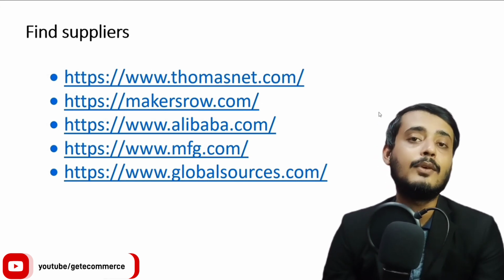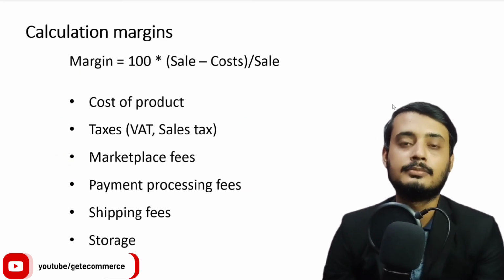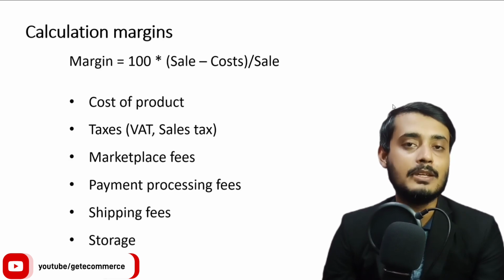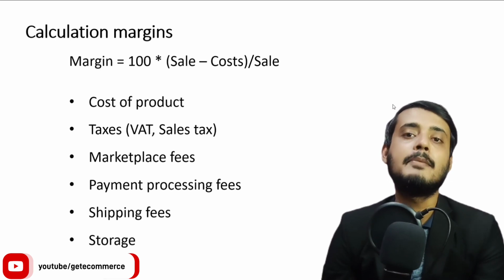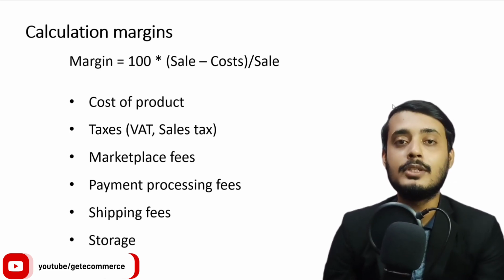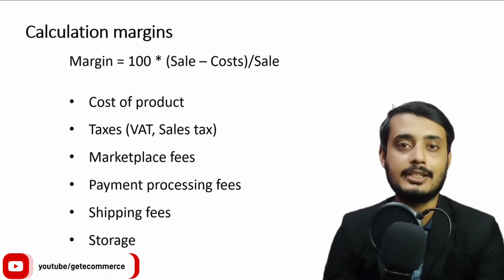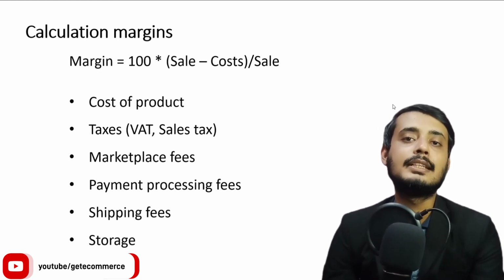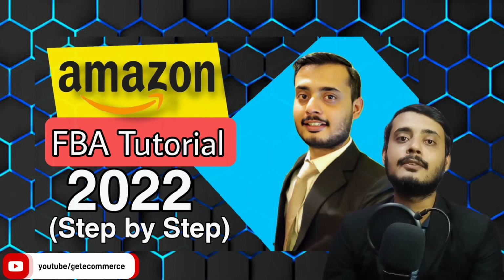And so finally, if you are calculating margin, remember to include all the costs in your margin calculator. This will normally be the cost of the product, as in how much you buy it for, any tax, so VAT or sales tax, and marketplace fees, which are around 10 to 50%. Normally, payment processing fees can be anything up to 3%, and shipping fees are frequently included in the item price and need to be factored in. If you are using a fulfillment house like FBA, fulfillment by Amazon, there will be storage fees to pay. So that is it for this video.